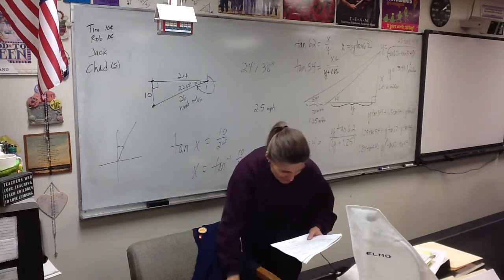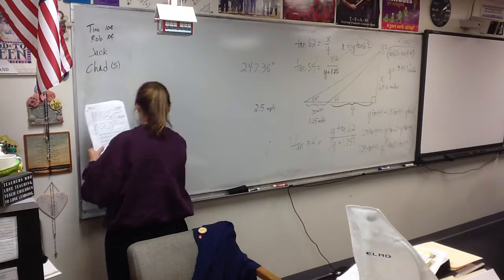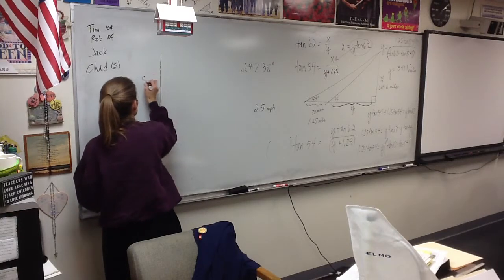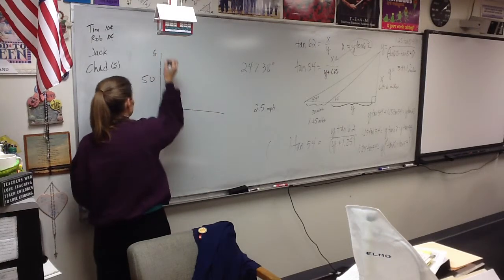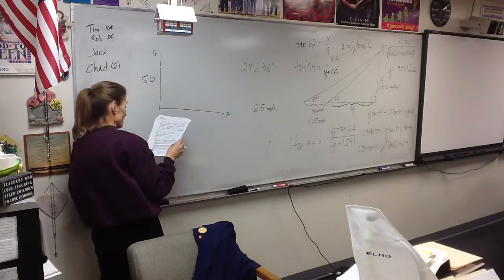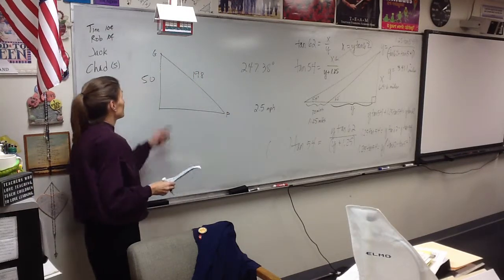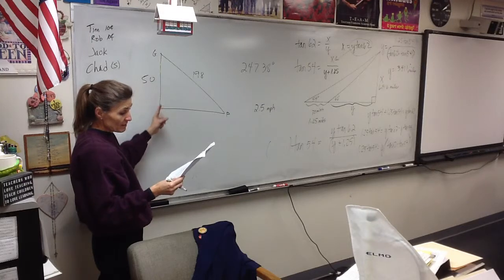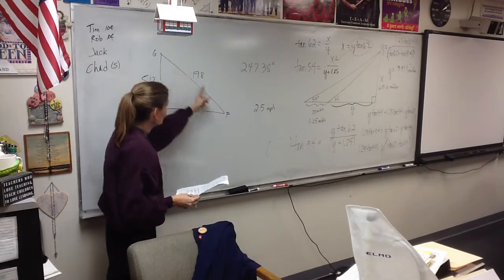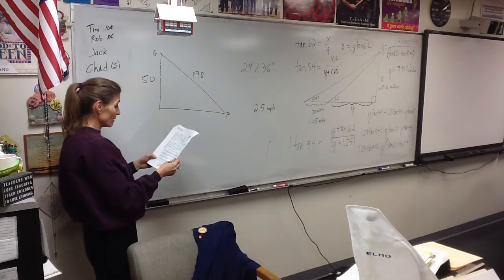All right, letter D. We're going to find the angle of depression of a goose. The goose is 50 feet above the ground. Here's the goose, and he needs to land at a pond that's 198 feet from the goose. We want to find the angle of depression.